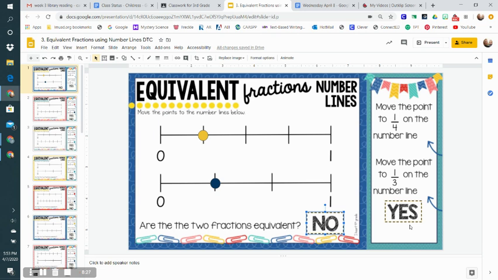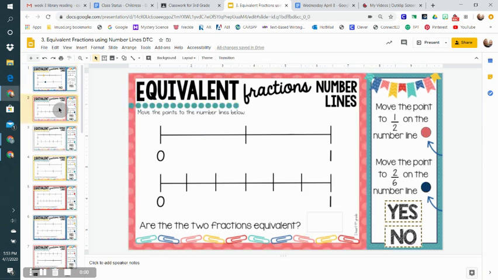Okay. So that is what we are looking at today. Let's do a couple more just so that you guys are really confident in what you need to do for the assignment. So moving down to slide 2. First thing I need to do is move the points to the number lines below. So here I need to move the point to 1/2 on the number line.